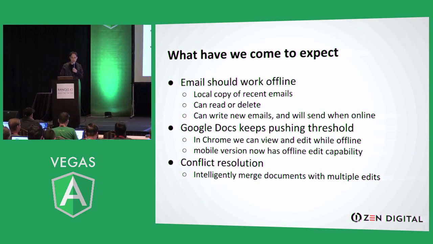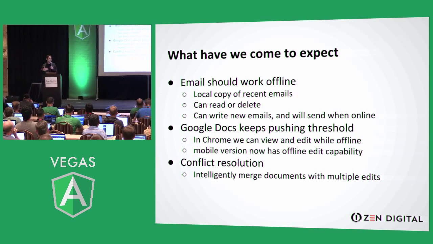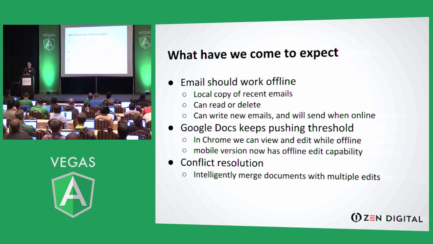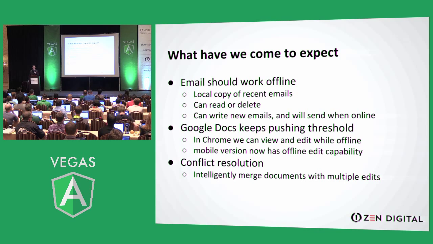And once again, Google Docs keeps pushing that threshold. And there's got to be some solution long-term for conflict resolution. What happens if I have two apps open in different locations and they're both offline and I'm modifying the data in two different locations and then we sync them up? Sort of like the Git model. There's got to be at some point where we've got to deal with multiple edits in different locations.